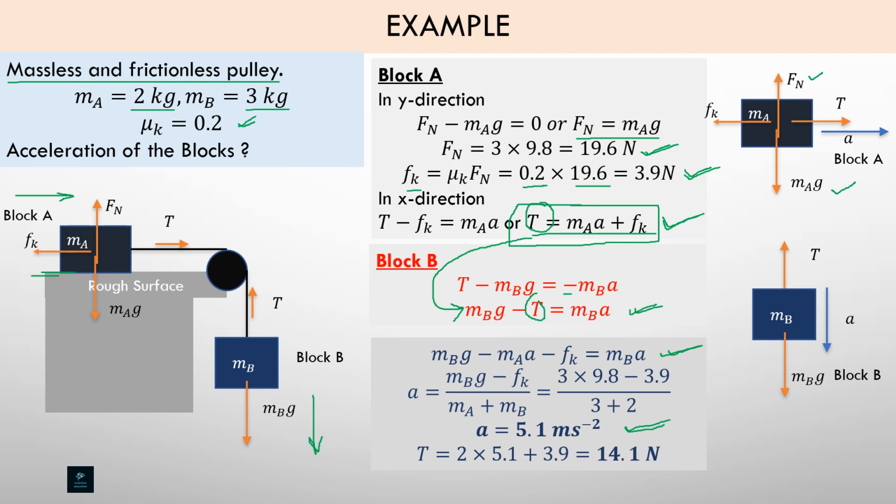T is equal to ma, which is equal to 2 times a, which we have found as 5.1, plus fk, which is 3.9. Therefore T is equal to 2 into 5.1 plus 3.9, which equals 14.1 newtons. Therefore the tension in the cord is equal to 14.1 newtons.